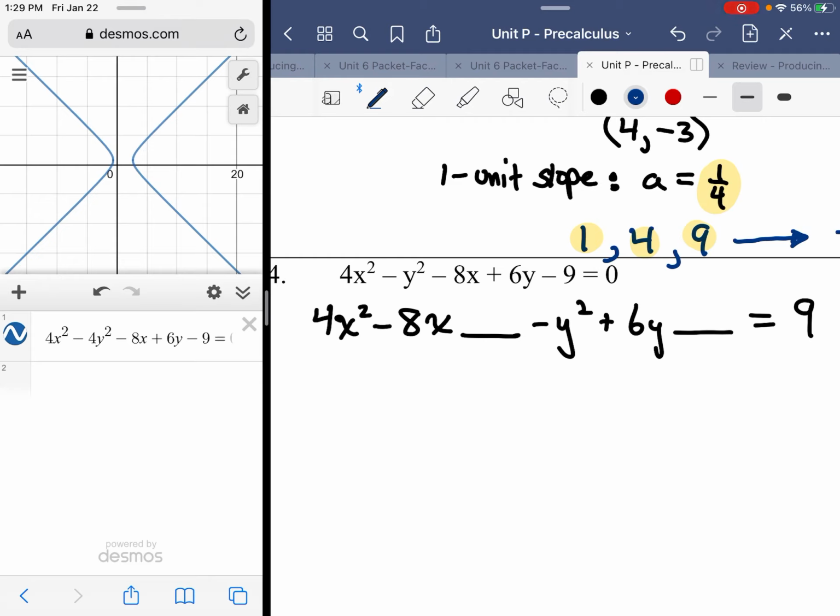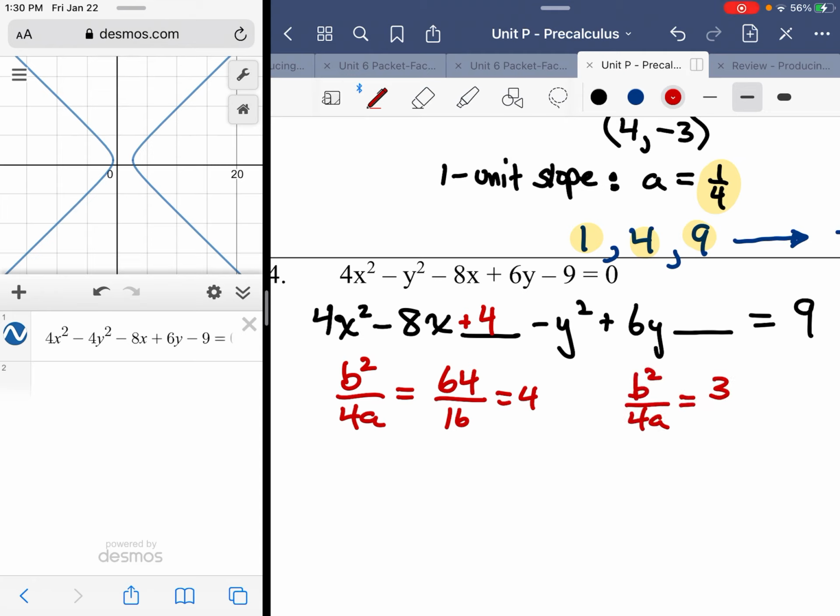So we're going to complete the square. And again, it's up to you. If you want to use the little shortcut formula, that's fine. B squared over 4a. So 64 over 16 is going to be 4. Plus, you know, positive 4. So add the 4. And then 6 squared, so b squared over 4a. So 6 squared is 36 over 4.